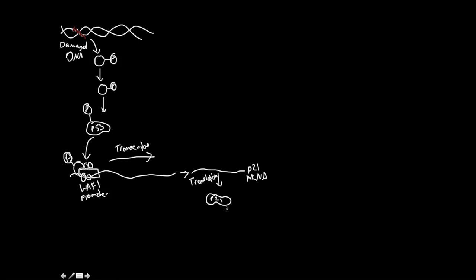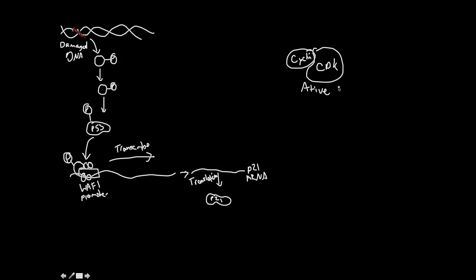When this P21 protein is made, it's going to be an inhibitor to the cyclin CDK complexes that would normally tell the cell cycle to continue on. So over here, let's take a look at what happens. So here's the cyclin, and it's bound to a CDK. When they're bound, remember that's active. If they're separate, that means they're inactive.